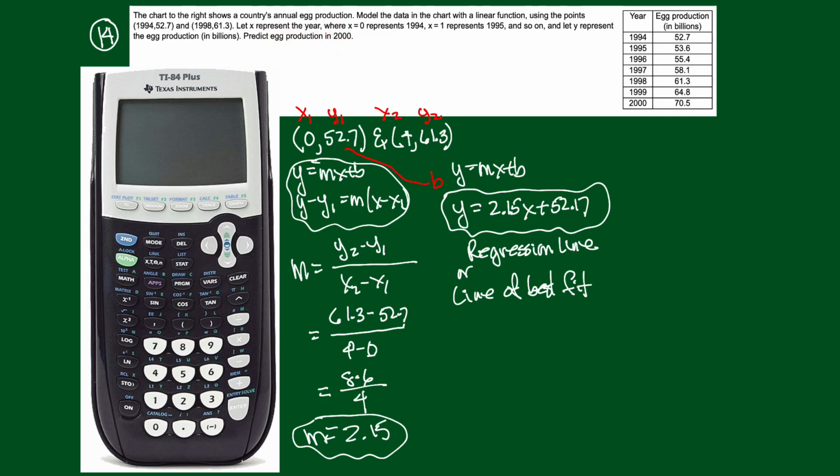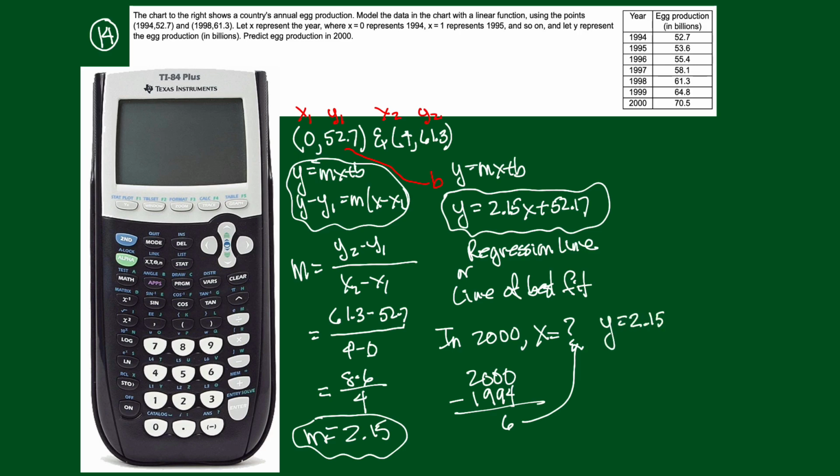Now we're going to make a prediction. So what we're going to do is predict the egg production in the year 2000. So what we need is this. In the year 2000, x equals what? Well, x is the number of years since 1994. So we'll have 2000 minus 1994. That looks like 6. All right, so x will be 6. So let's put 6 into our regression equation. So we will have y equals 2.15 times 6 plus 52.17.